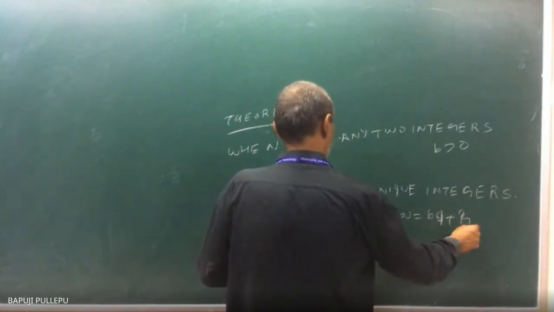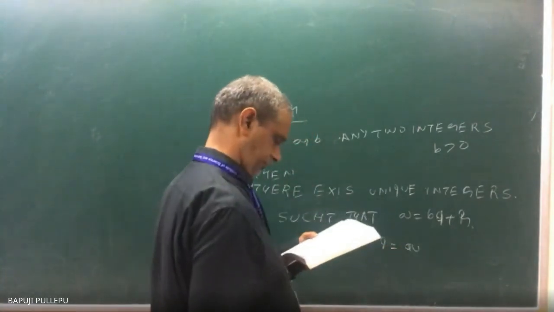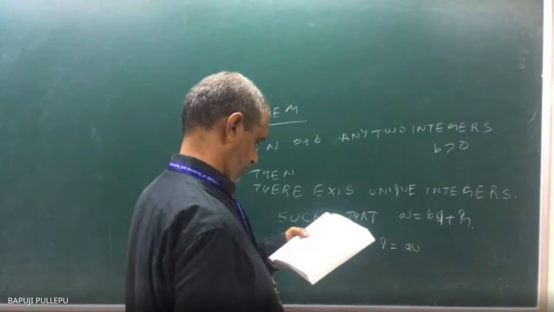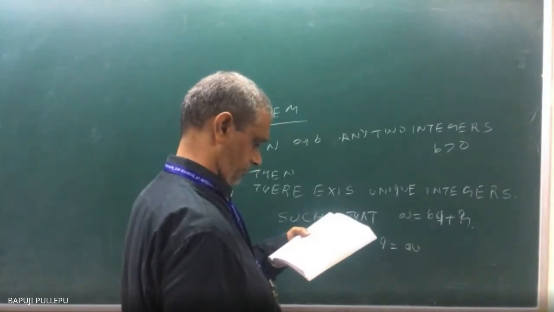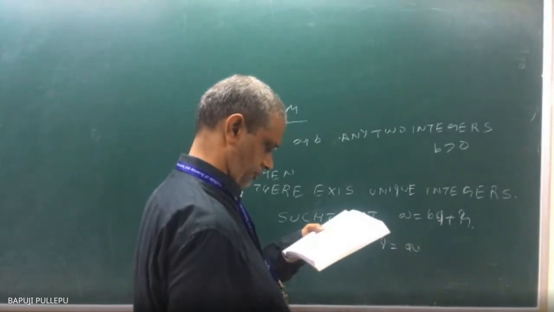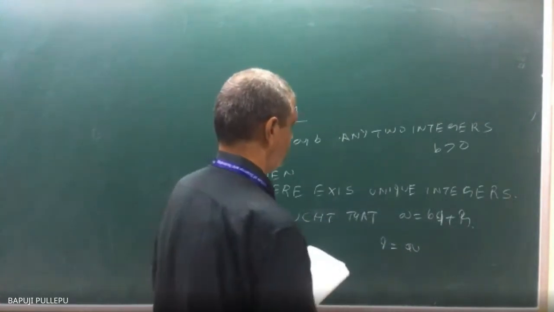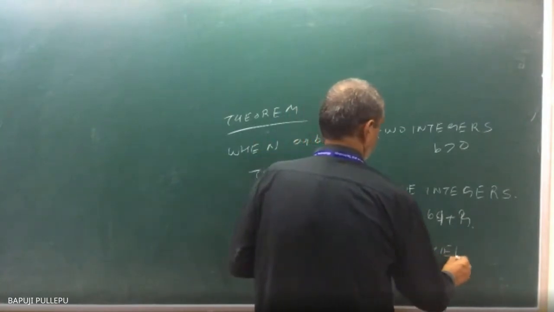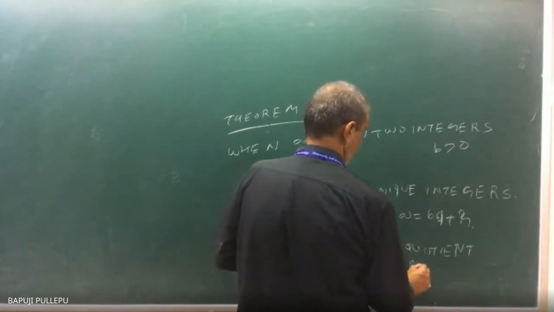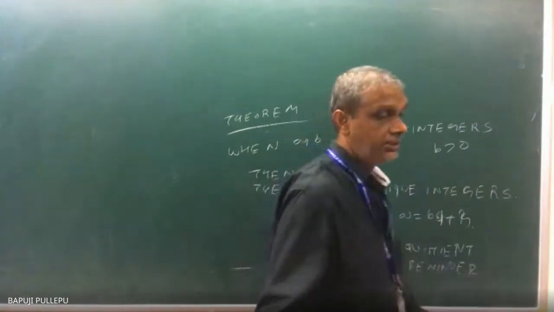A equals BQ plus R, where Q is the quotient. Q is the correct quotient, R is the remainder. The big theorem itself is there.